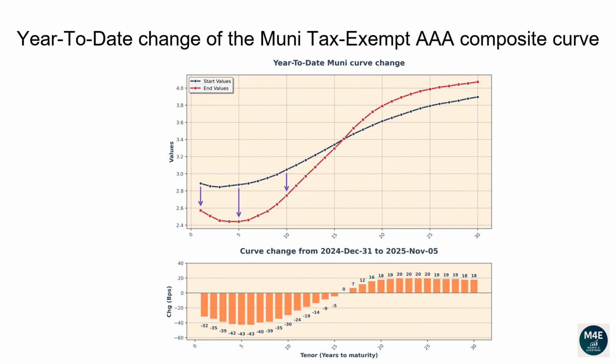The 1-year tenor changed -32 basis points. The 2-year tenor changed -35 basis points. The 5-year tenor changed -43 basis points. The 10-year tenor changed -30 basis points. The 20-year tenor changed 18 basis points. The 30-year tenor changed 18 basis points.